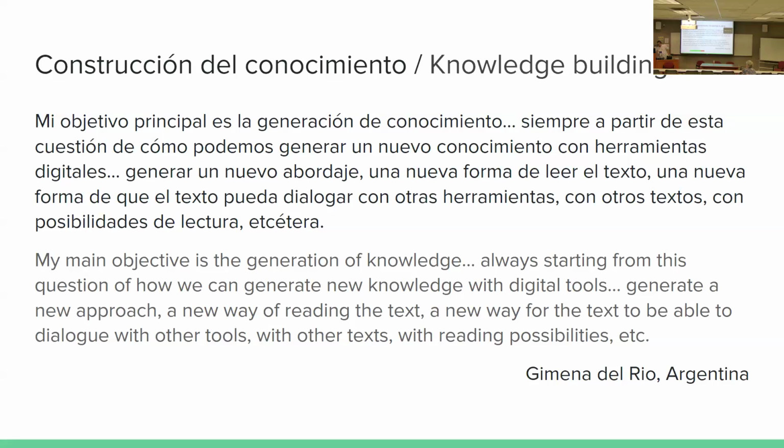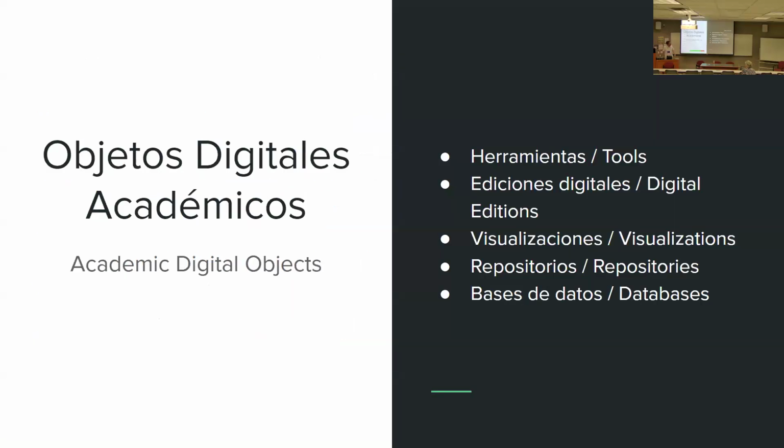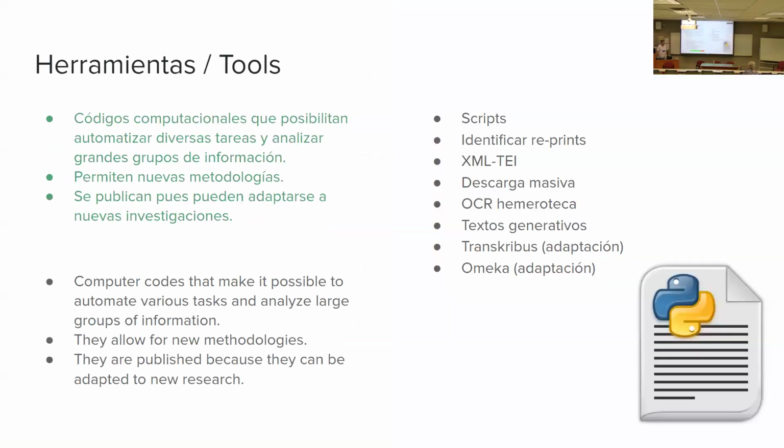So I'm going to focus on these digital objects: tools, digital editions, visualizations, repositories, and databases. There are a couple more in the typology, but these are the ones that are most interesting to me, in the sense that I aim to understand them better and try to integrate them into the formal communication system. So in first place, we have tools.